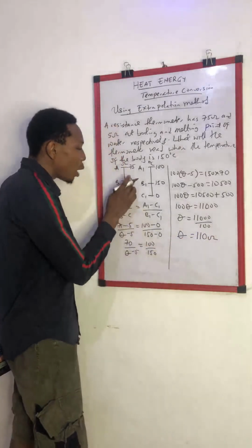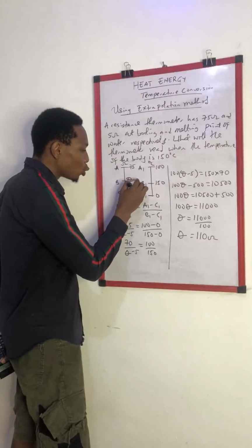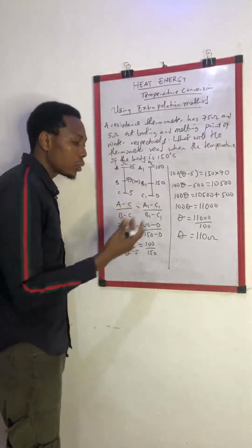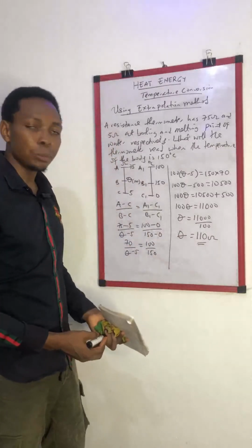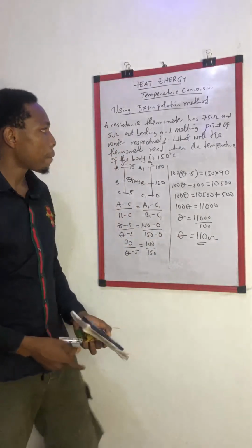So that means what we are going to have here is what? 110 ohms. Okay, so that's it. So it's very, very easy. So copy that and let's move to the next one.